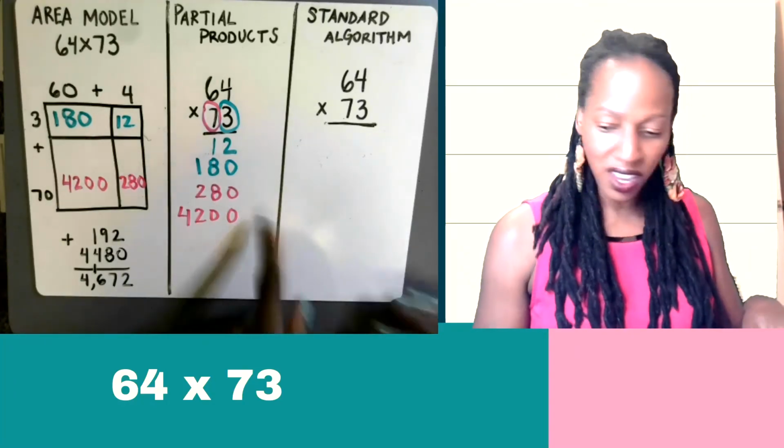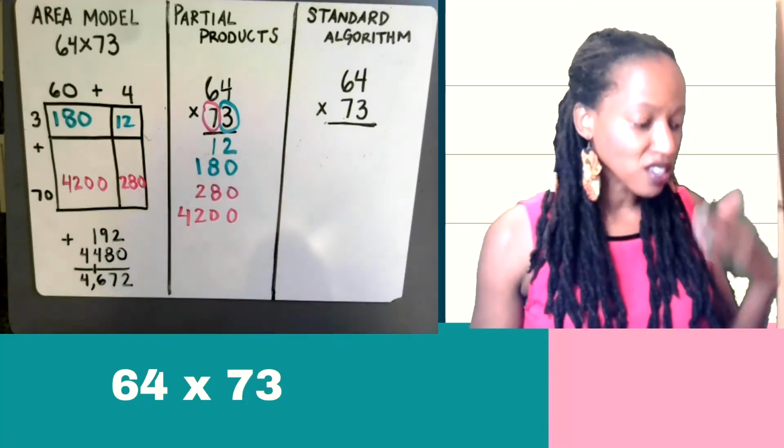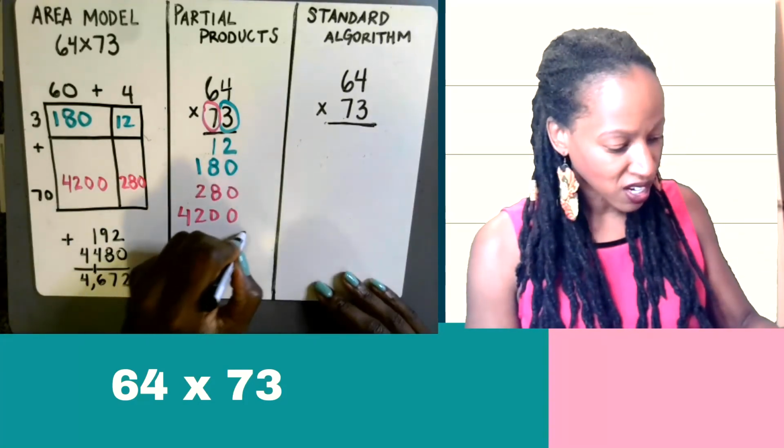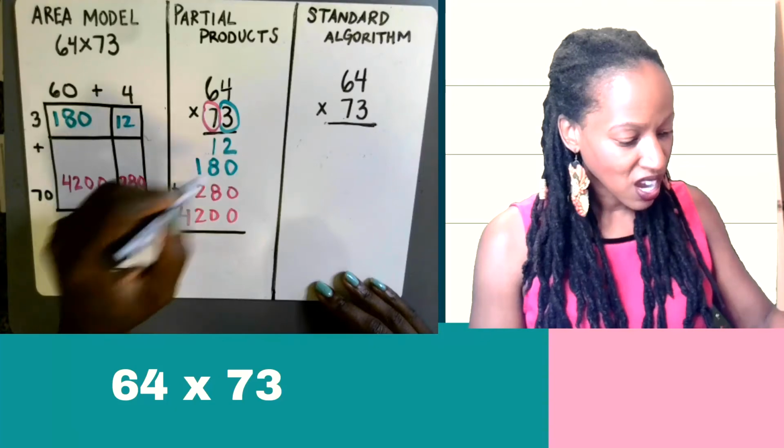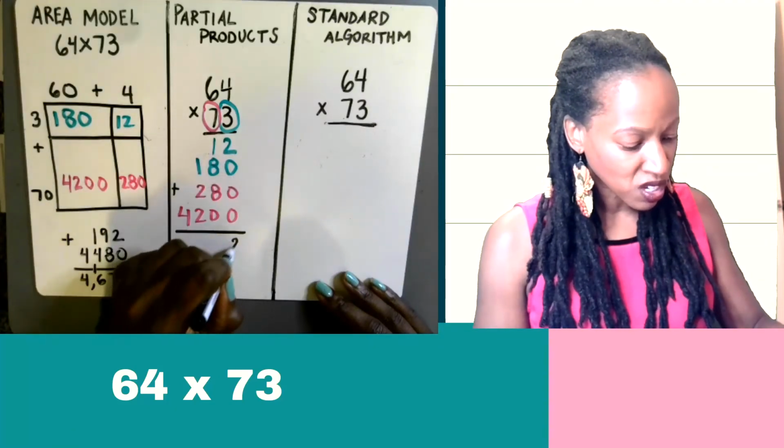They're in pink, okay? Now that I know that I have the correct number of partial products, I should go ahead and add. And let's do that. I have 2 ones plus 0 ones gives me 2 ones.